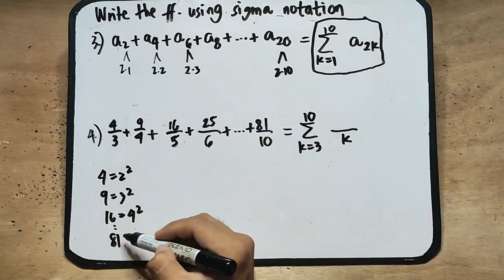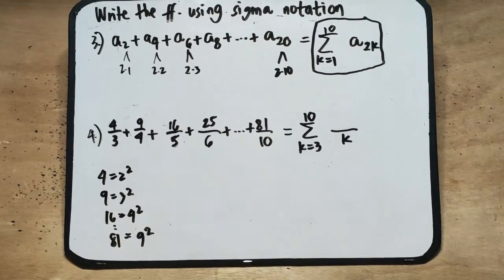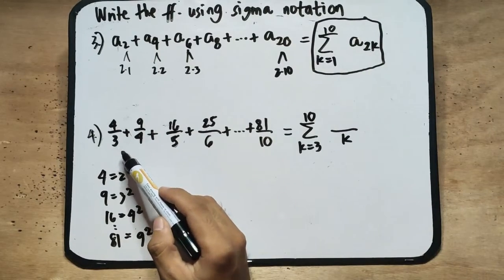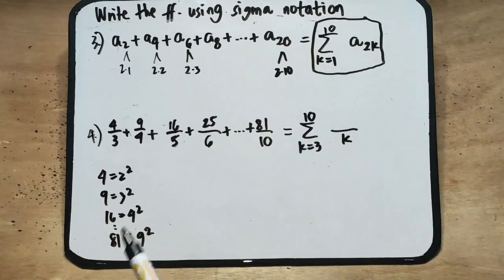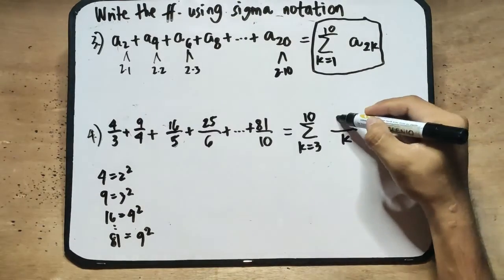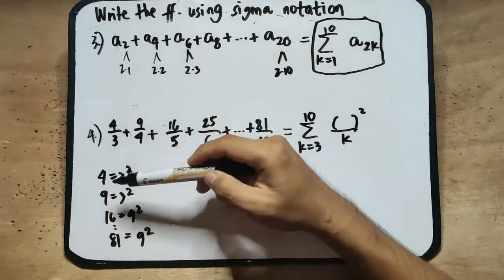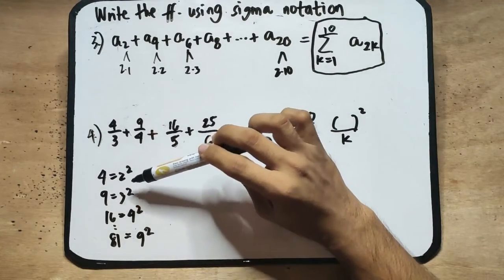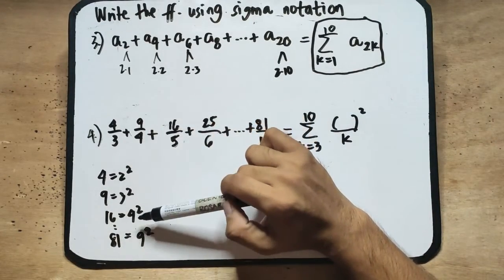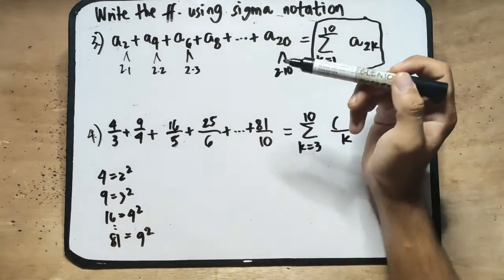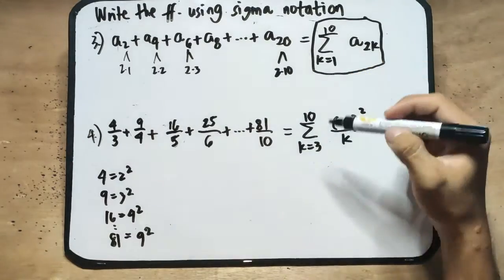At si hanggang kay 81, which is 9 squared. So, from 3, paano tayo makakakuha ng 2? So, from this pattern, definitely, mayroong squared yung ating numerator. So, paano tayo makakakuha ng 2 from 3? Paano tayo makakakuha ng 3 from 4? Paano tayo makakakuha ng 4 from 5? So, definitely, nagbawas lang tayo ng isa doon sa ating value ni k.